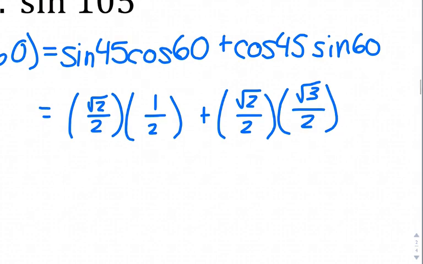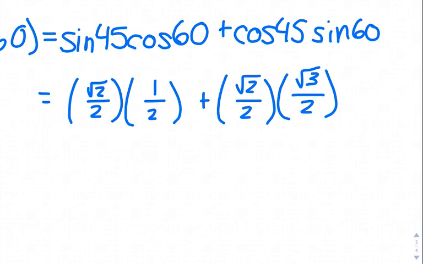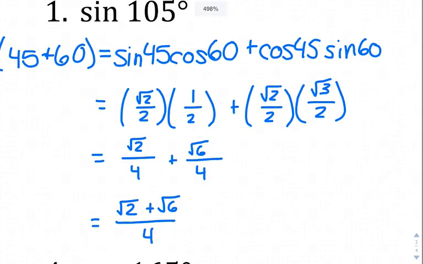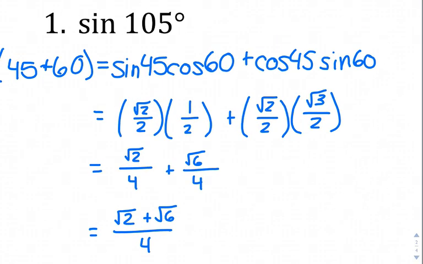And now I just want to simplify that. So since I'm multiplying fractions, I go straight across. Radical 2 times 1 is radical 2. 2 times 2 is 4. Plus radical 2 times radical 3 is radical 6. And then 2 times 2 is 4. And then I can combine it into one single fraction because they already have their common denominator. So sine of 105, the exact value is radical 2 plus radical 6 over 4. So whenever it asks for exact value, remember there are no decimals.